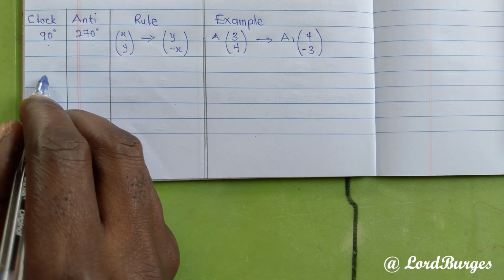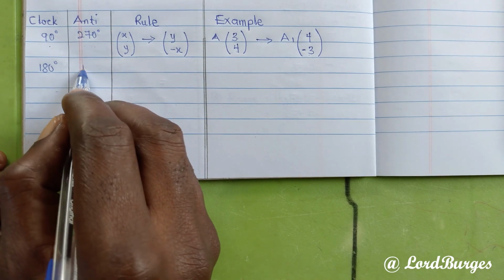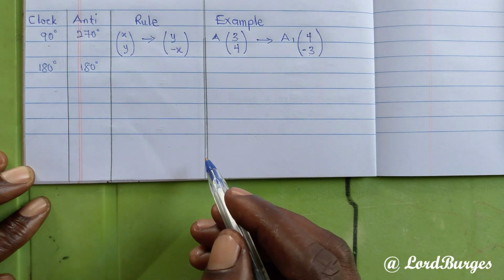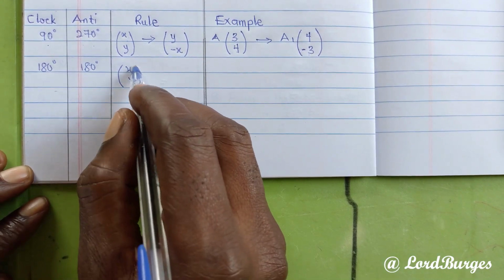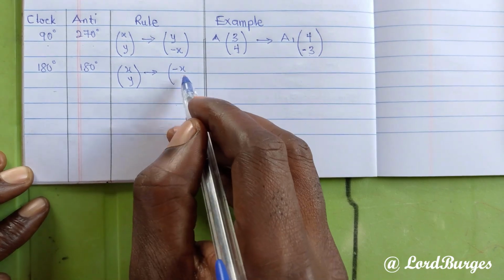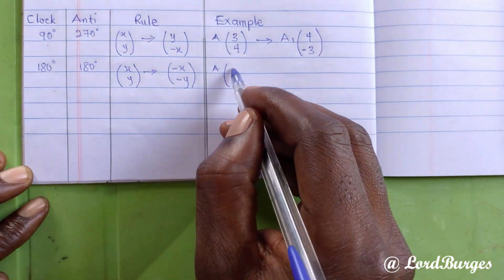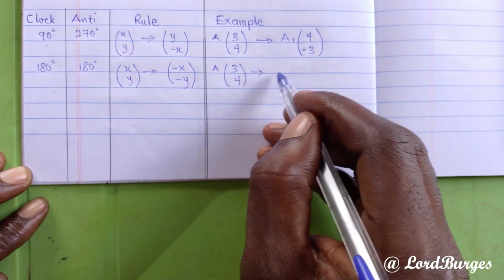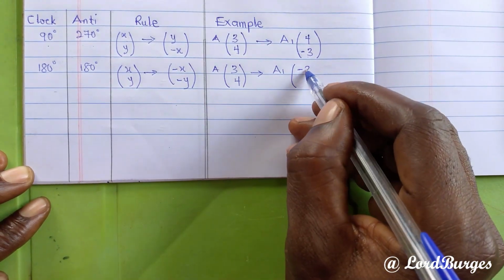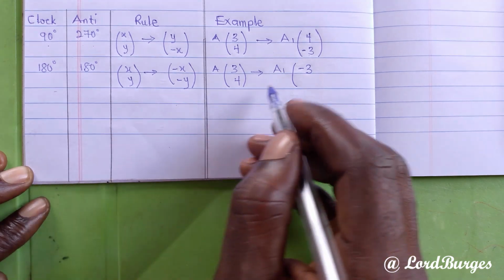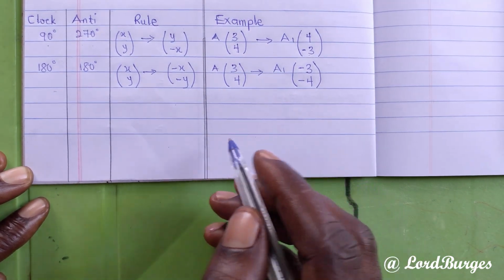Now, we take clockwise rotation 180 degrees. That one is the same as anti-clockwise rotation 180 degrees. So the 180s are the same. Therefore, the rule for that one: x, y maps to negative x, negative y. So when I have an example, A to be 3, 4, maps to A1, in which the x becomes negative x, so 3 becomes negative 3. The y also becomes negative y, so 4 becomes negative 4. Therefore, these are the coordinates for that rotation.